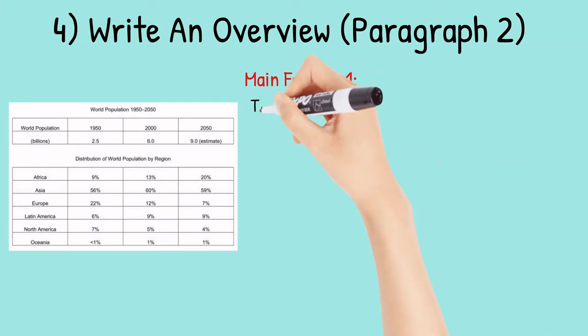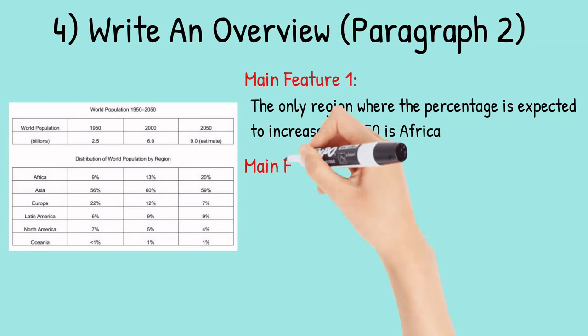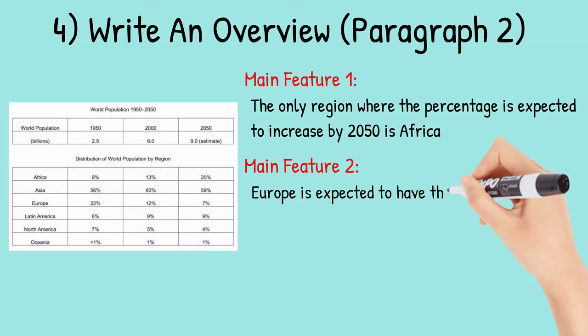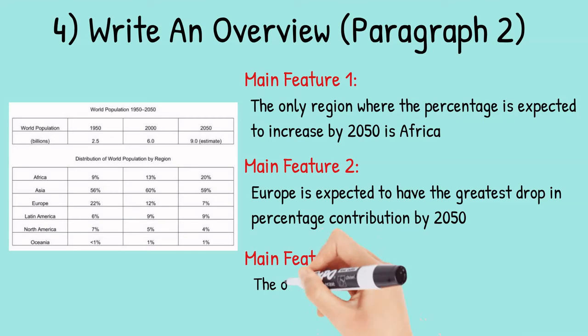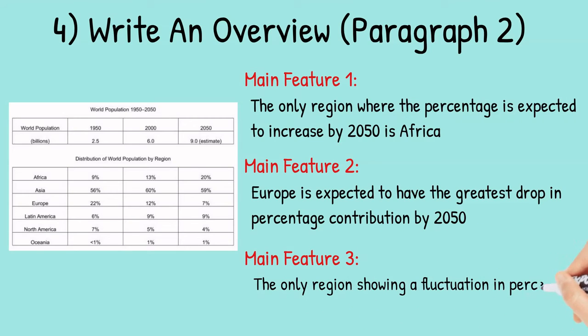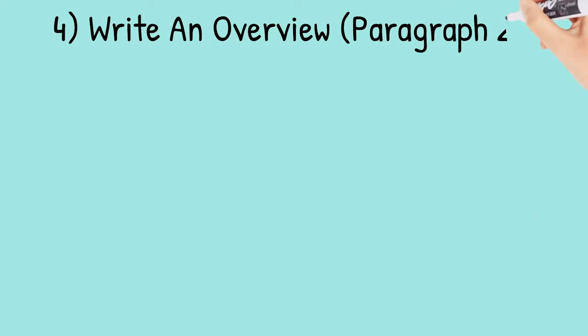Main feature 1. The only region where the percentage is expected to increase by 2050 is Africa. Main feature 2. Europe is expected to have the greatest drop in percentage contribution by 2050. And main feature 3. The only region showing a fluctuation in percentage contribution over the whole time period is Asia. Now form these ideas into 2 or 3 sentences with a total of around 40 words. State the information simply using synonyms where possible. No elaborate vocabulary or grammar structures are required, just the appropriate words and correct verb tenses.